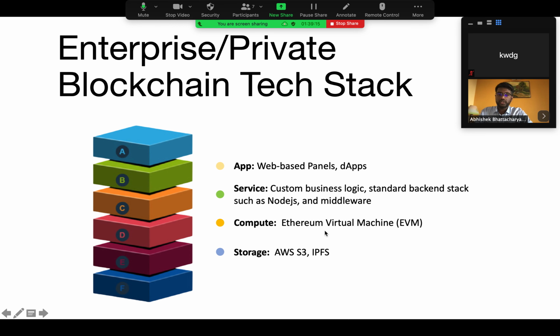I have specially put this slide to show you exactly how you can go about designing a private or an enterprise blockchain tech stack. See, I have written here enterprise or private. So this is valid for enterprise or private, not directly valid for public blockchains, but private and enterprise come about the same thing. So you can use this tech stack. What can you use?